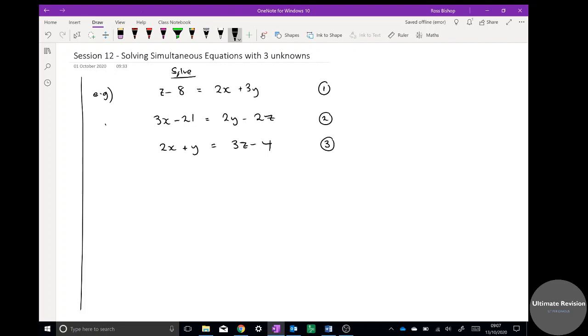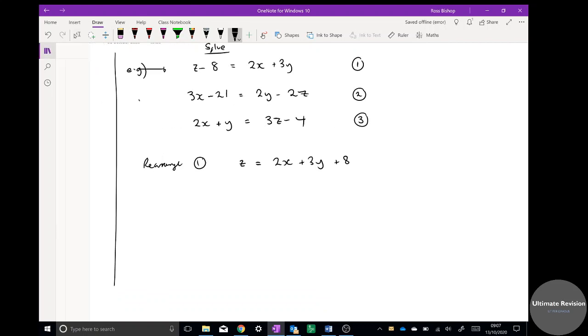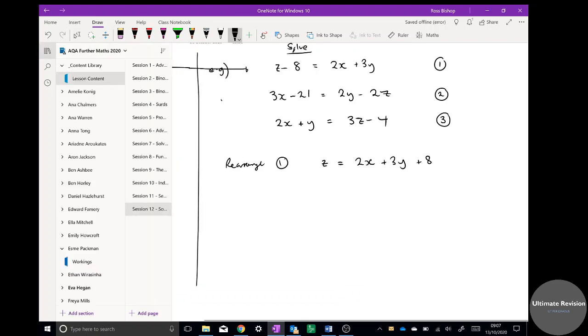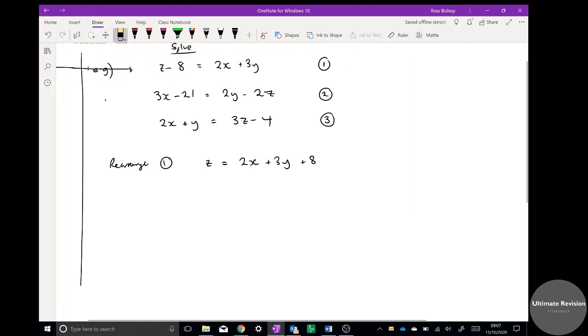Now I'm going to use a substitution method here. So I'm going to rearrange 1 to get z equals something. Now if I rearrange 1, I just need to add 8 to both sides. I'm just going to add 8 to both sides and I get that equation, okay, for equation 1. That's a rearrangement of equation 1. So that's a rearrangement of the first equation.